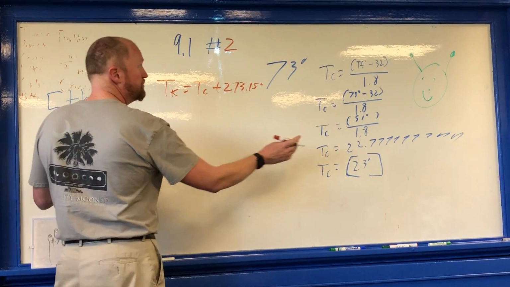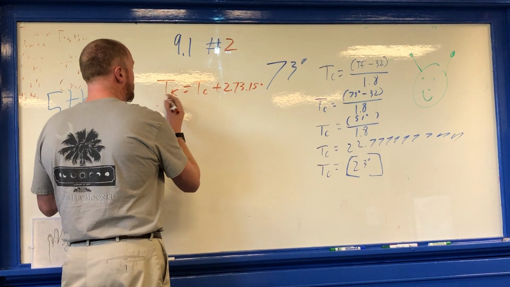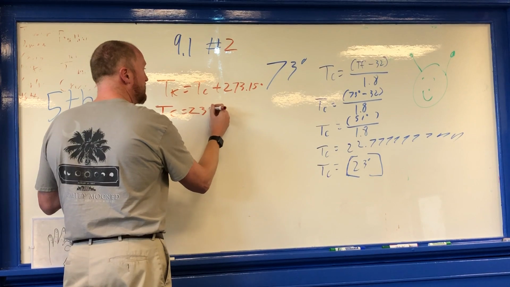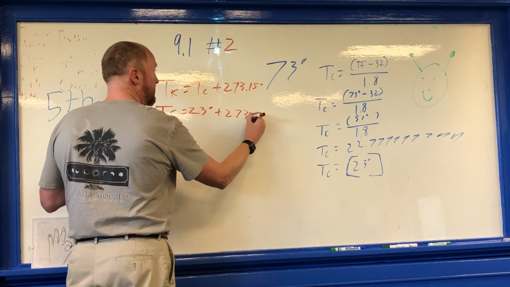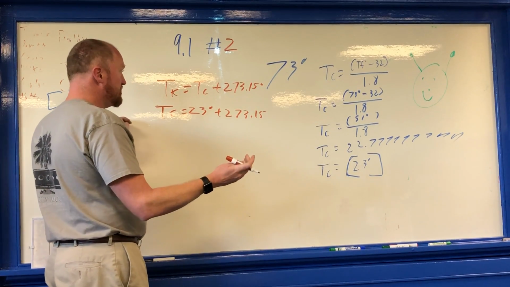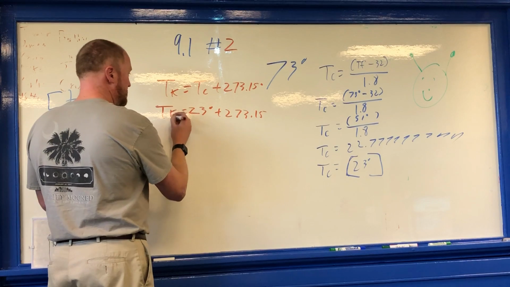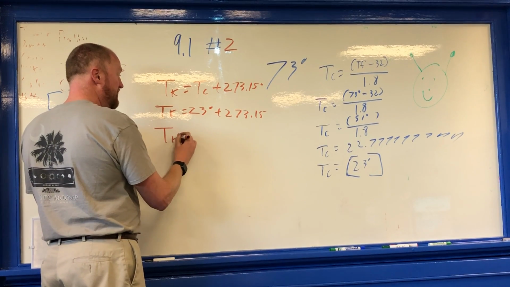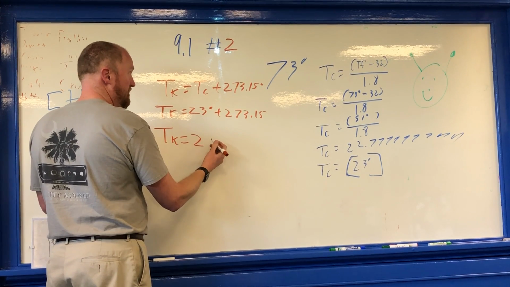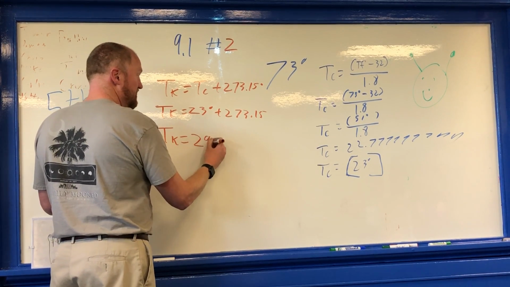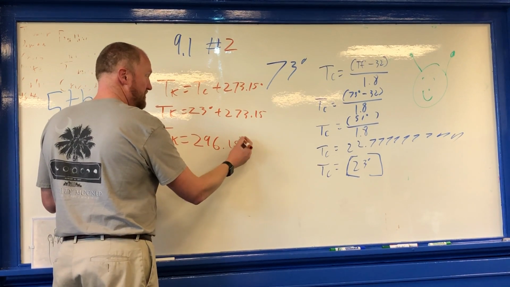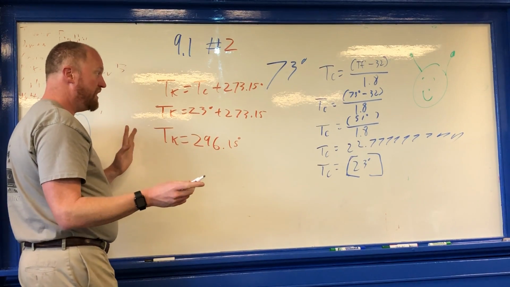Now I have 22.7, so we're not going to do it quite that crazy. T_K is equal to, let's say, 23 degrees plus 273.15. So temperature Kelvin is going to be equal to 296.15 degrees.